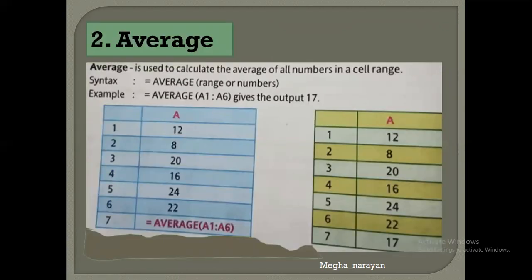Second is average, which helps you calculate the average of the numbers in the cells. The same way you can write, just change the name of the particular function. Earlier it was sum, now it will be average. Writing here A1, colon, or you can say range, A6, providing you output of 17.